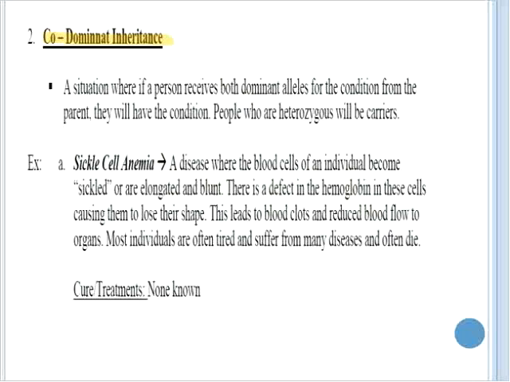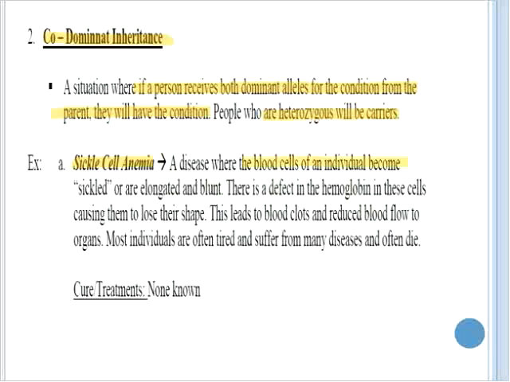Co-dominant inheritance also provides an example of a number of different disorders as well. Here, a situation results where if a person receives both dominant alleles, they will have the condition. People who are heterozygous are carriers. Sickle cell anemia is one example.